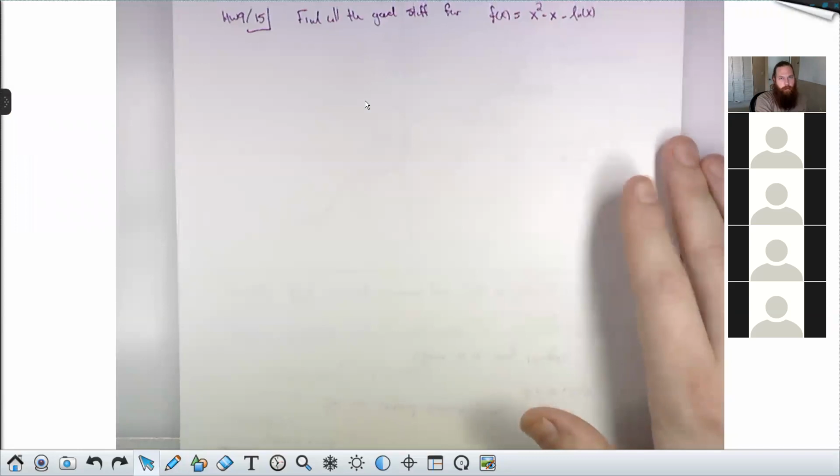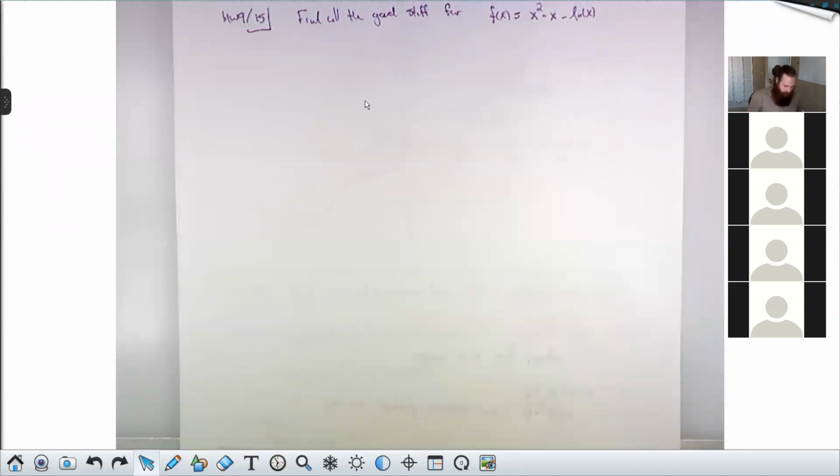So to save time, I just write find all the good stuff for f of x equals x squared minus x minus ln x. By good stuff, I mean intervals of increase, decrease, local mins, local maxes, intervals of concave up, concave down, and inflection points.